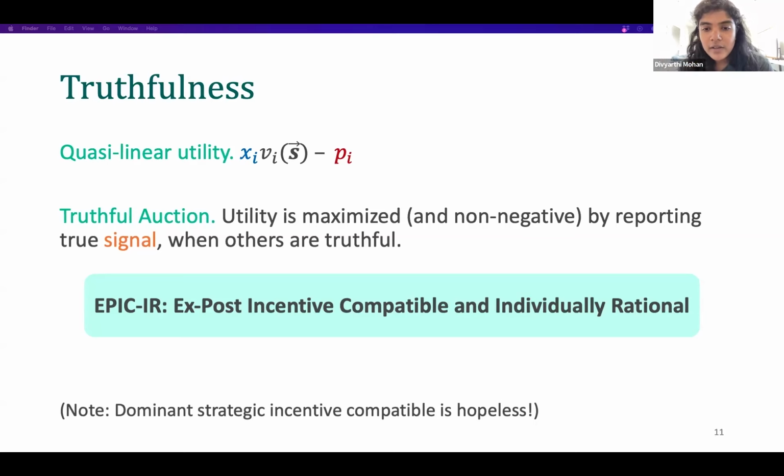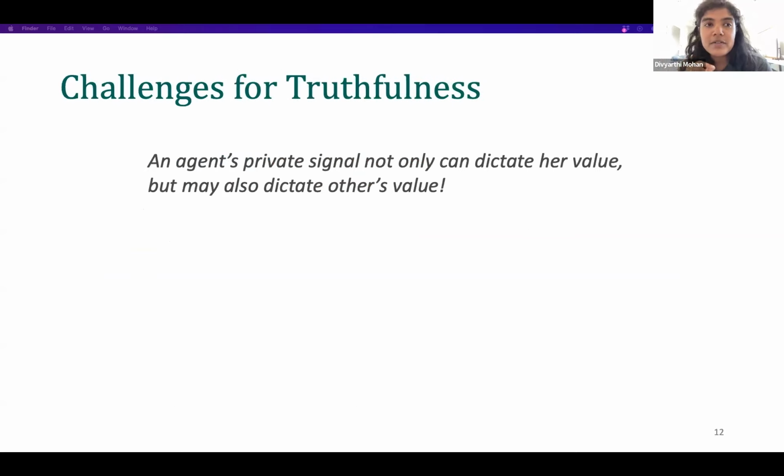Okay. Here is a very specific challenge that we face in this setting for truthfulness that does not exist in the more classical mechanism design setting, like the Myersonian setting. Here, an agent's private signal is not only informing us about her own value, but it also really dictates how other agents can value the item.